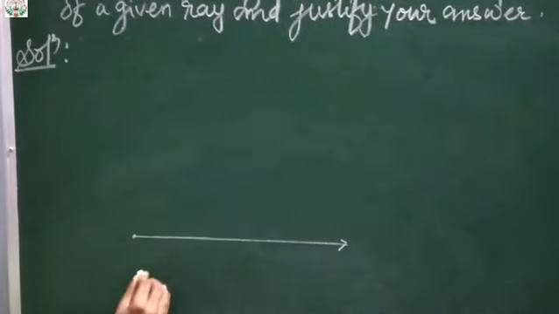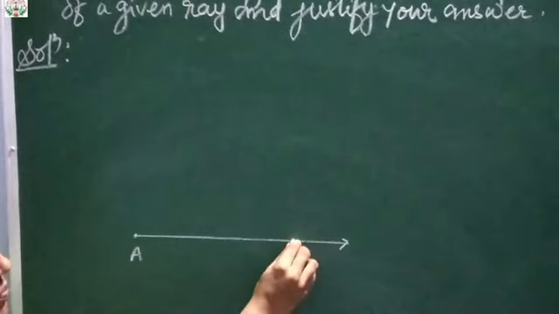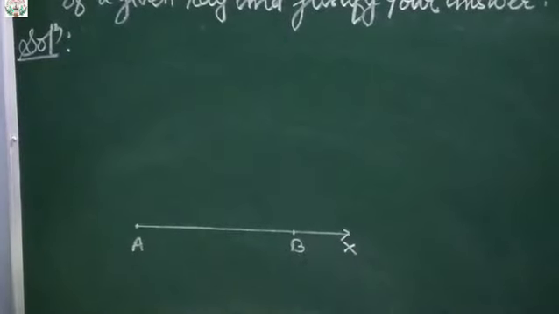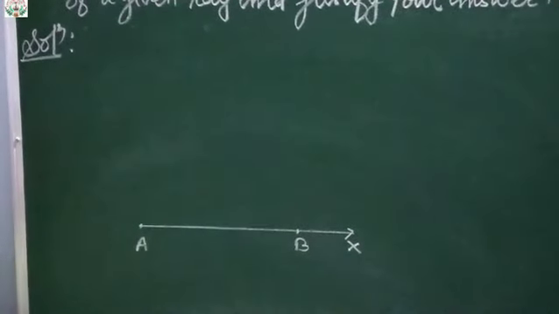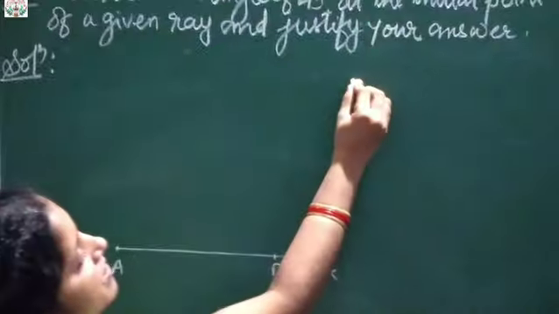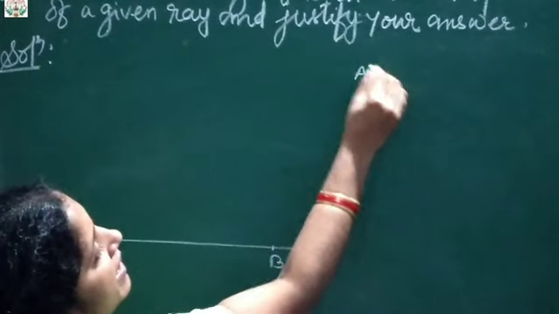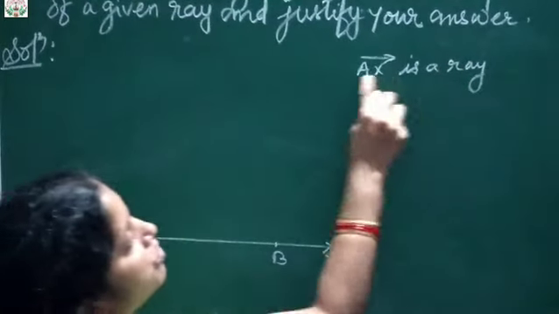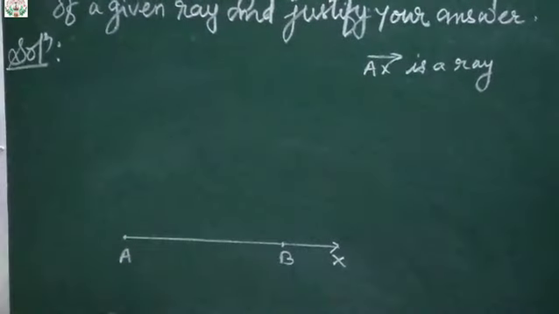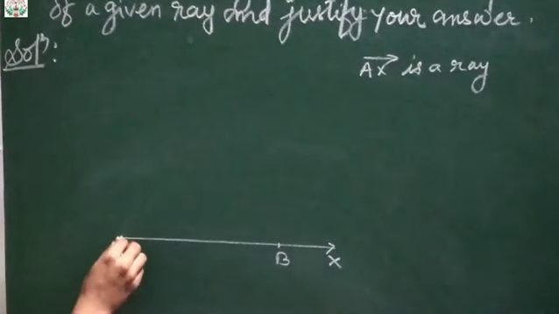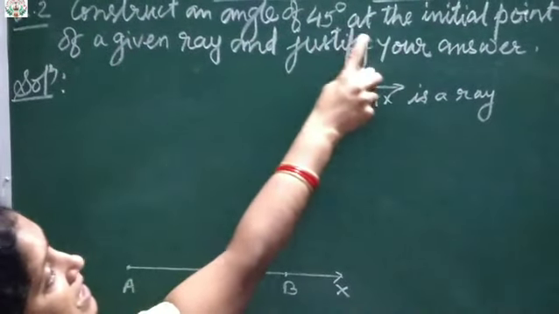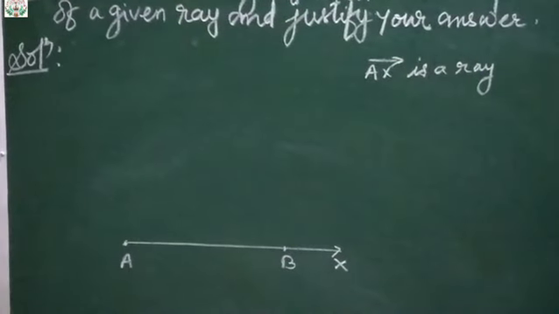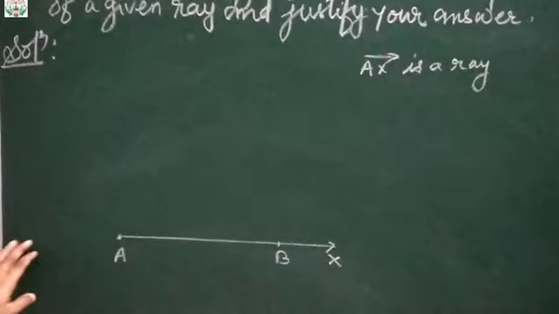So this is the initial point. Let it be A, and another point, suppose we are taking it as B. And AX is a ray. In solution part here we will write AX is a ray. This is the denotation of a ray. Okay. So now at A, that is initial point, it is given make an angle 45 degree at the initial point. So which is our initial point? This one is our initial point.